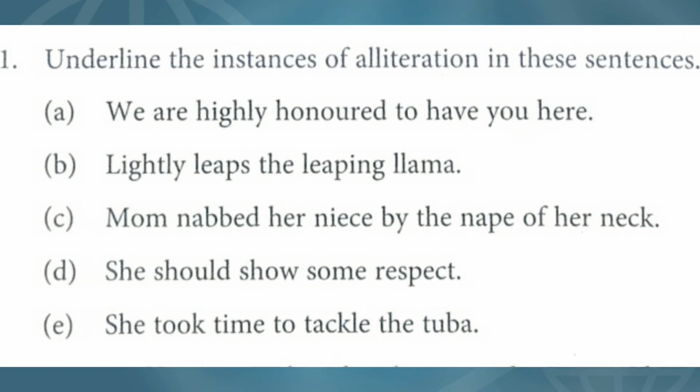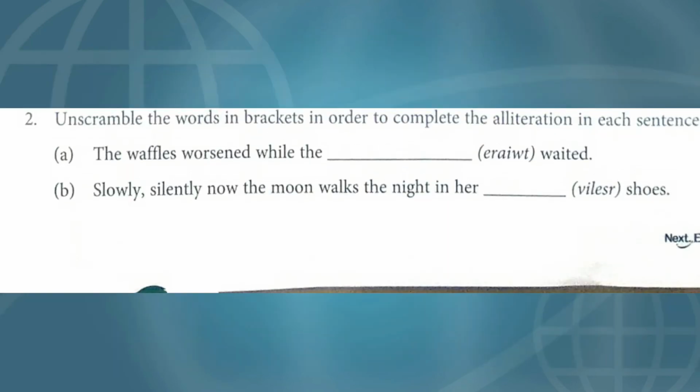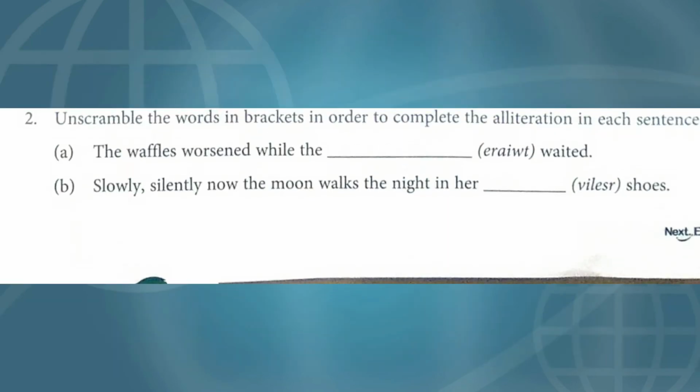Next one, she took time to tackle the tuba. Answer is took time to tackle the tuba. Next one, unscramble the words in the bracket in order to complete the alliteration in each sentence. Find the correct word to fill the blanks. The waffles worsened while the dash waited. The answer is the waffles worsened while the waiter waited.